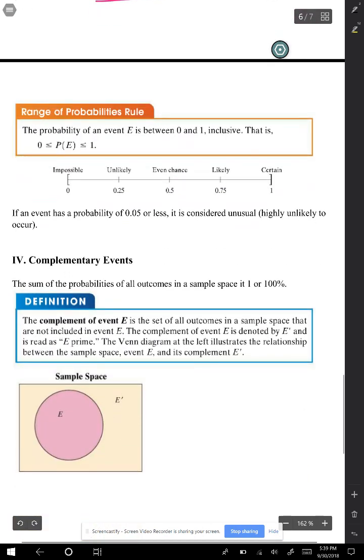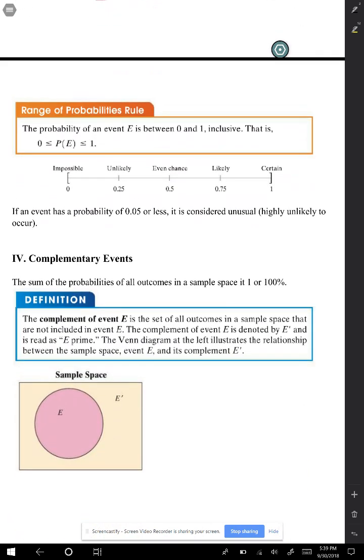And then the range of probabilities rule, and I mentioned this a second ago on the zero, the impossible. The range of probabilities rule says that if something can't happen at all, it's impossible, that would have a probability of 0. And if it's something that's certain to happen, so for example, you're flipping a coin and you say the probability of getting heads or tails, well, every time you flip it, you're either going to get heads or tails, so you're certain to get either heads or tails. That would be a 1.